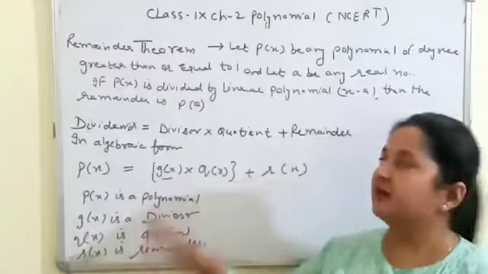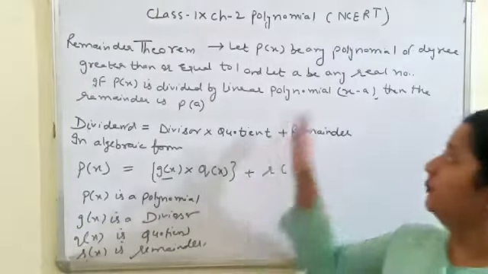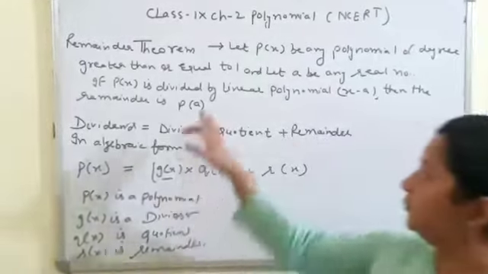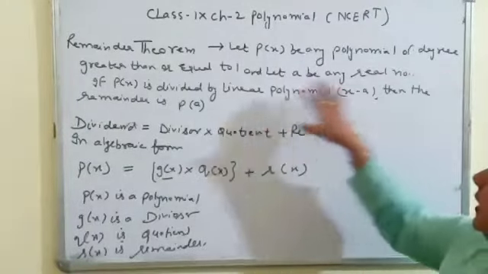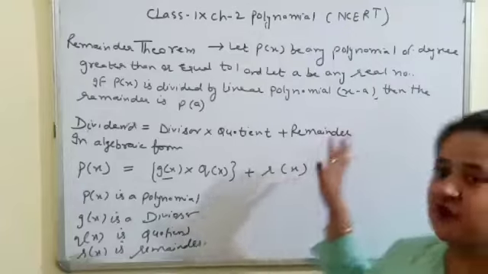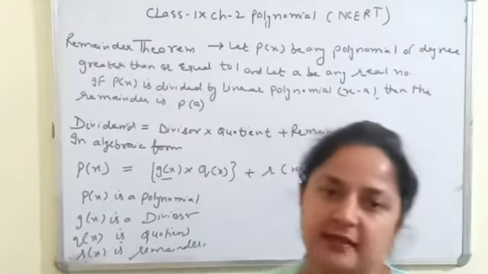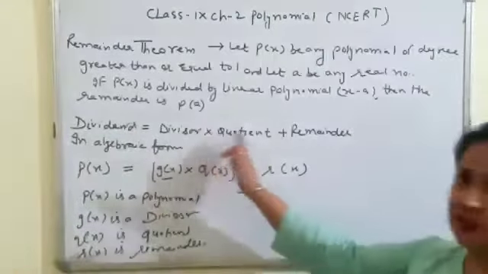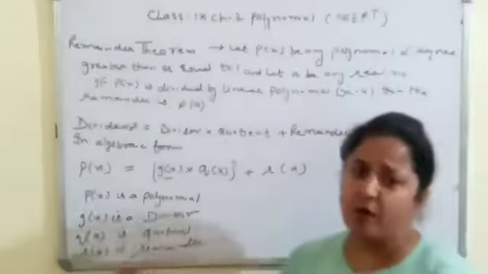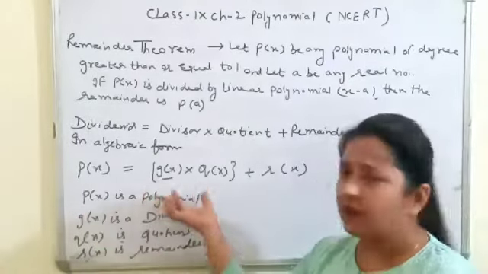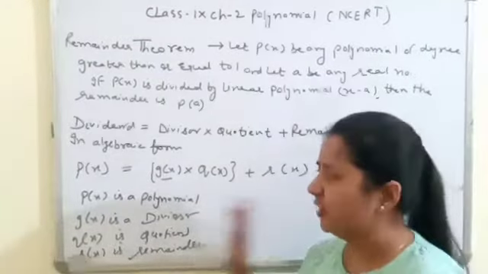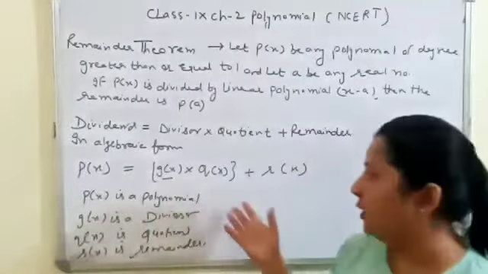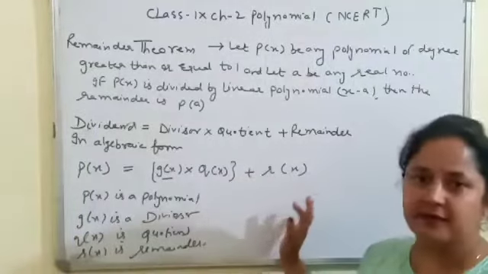Now again I am explaining. Today we will discuss the remainder theorem, and the statement is: let P(x) be a polynomial of degree greater than or equal to 1 and let a be any real number. If P(x) is divided by x minus a, then the remainder is P(a). Dividend equal to divisor into quotient plus remainder. In algebraic form we can write P(x) equals Q(x) into G(x) plus R(x), where P(x) is the polynomial in variable x, G(x) is its divisor, Q(x) is the quotient and R(x) is the remainder.